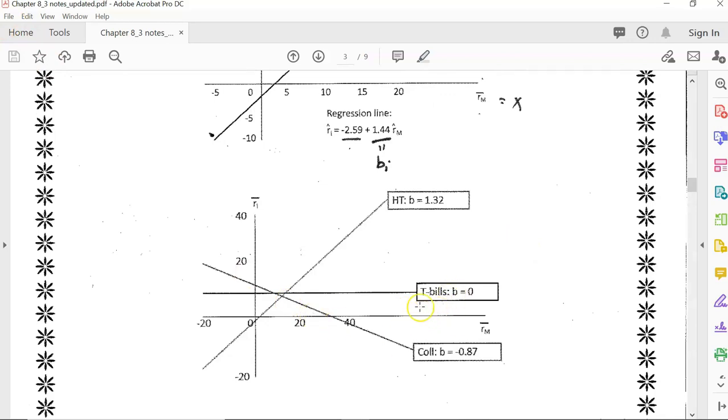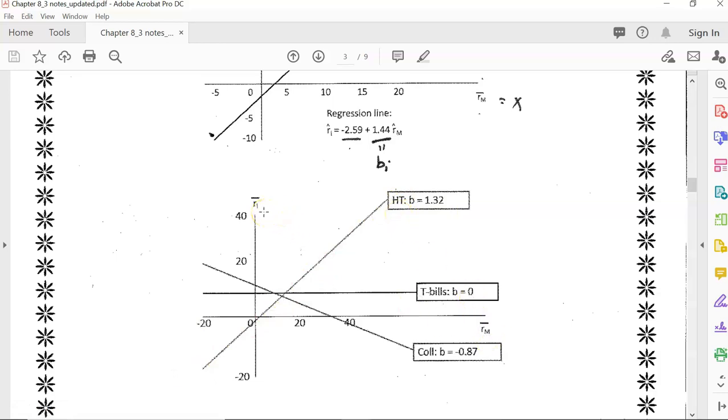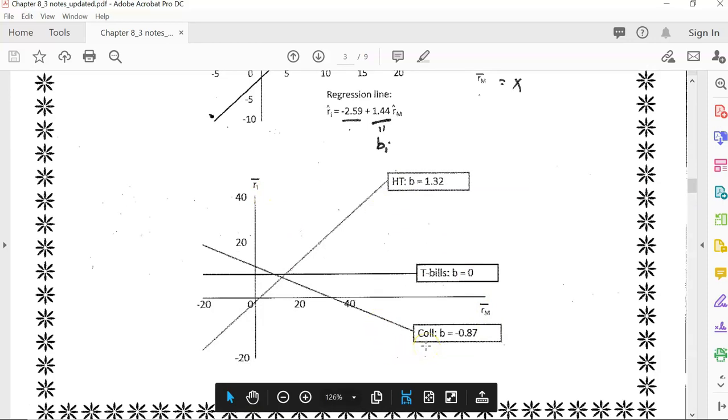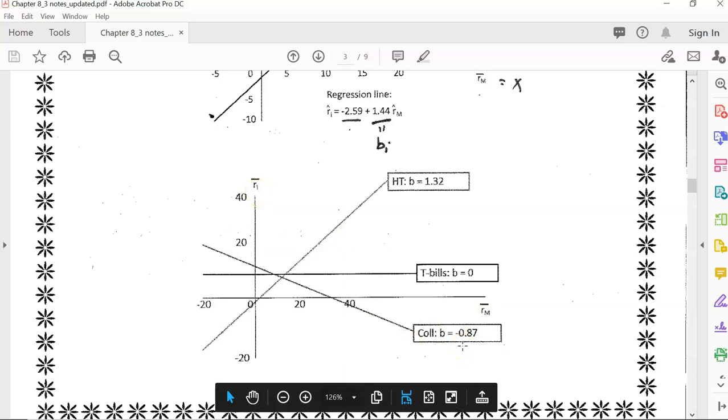Here we can see that for treasury bills, beta is 0, because Ri, the stock return, is always constant. It doesn't change when Rm changes. For the high-tech industry, beta is 1.32. It is positive. The line is upward sloping because high-tech is cyclical. When Rm goes up, Ri also goes up. But for special industries like collectible firms, we've discussed before that it is countercyclical. So when the market is going up, Ri is going down. So beta is negative here. The regression line of the capital asset pricing model is downward sloping.